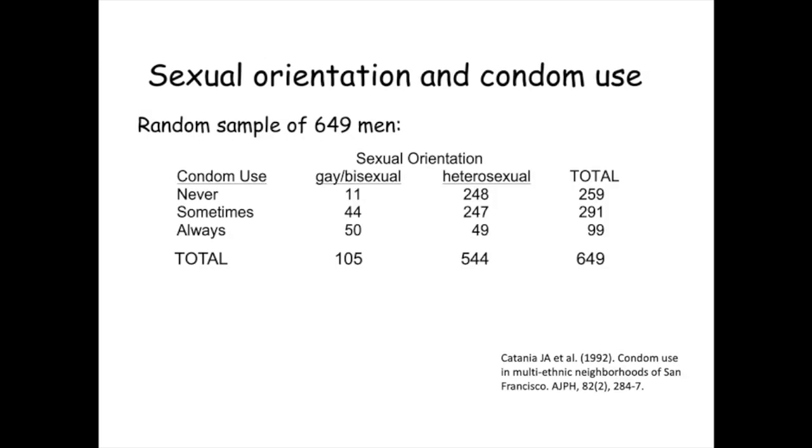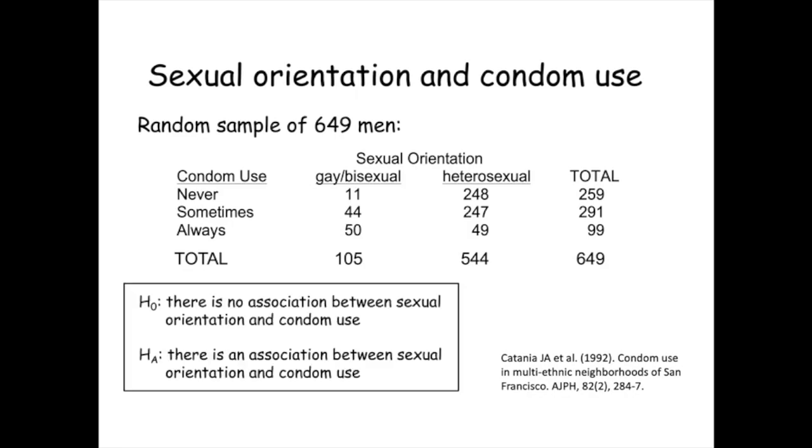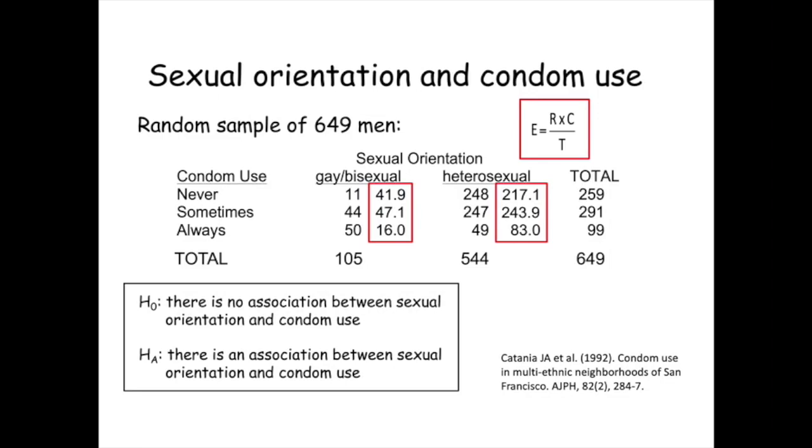Another study examined predictors of condom use in a random sample of unmarried multi-ethnic San Franciscans. Here are the data for the relationship between sexual orientation and condom use among men. The null hypothesis is that there is no association between the two variables, and the research hypothesis is that there is an association. The expected frequency for each cell is greater than 5, so the large expected frequencies assumption has been met.